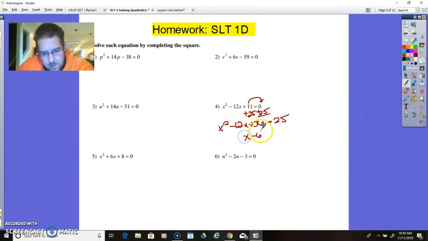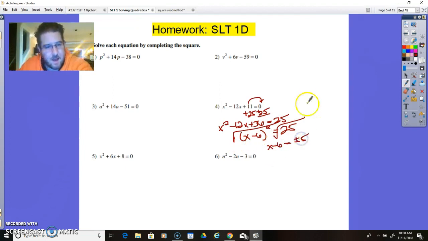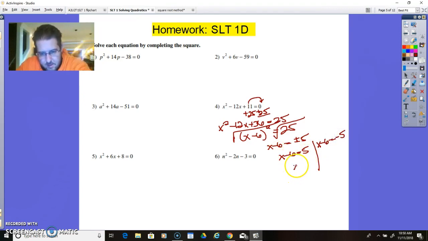This is a good one. So that's a perfect square of x minus 6 equals 25. Square root of both sides, x minus 6 equals both positive and negative 5. So then I can solve it by setting it equal to both 5 and -5. Add 6 to both sides, that makes it 11. Add 6 to both sides, it makes it 1.